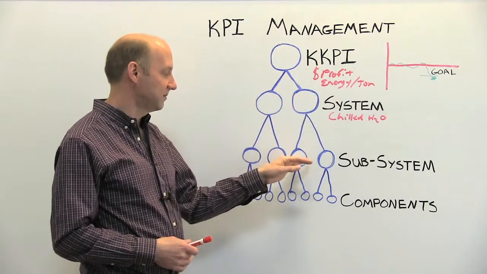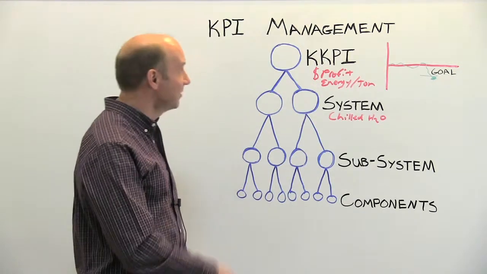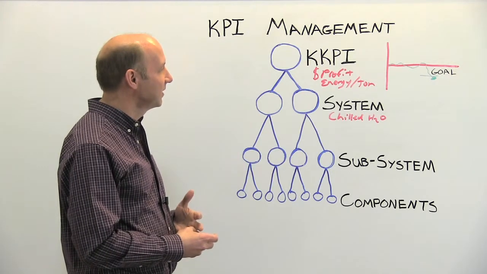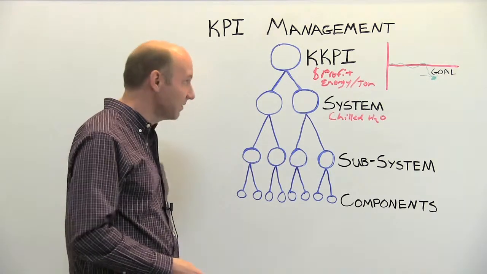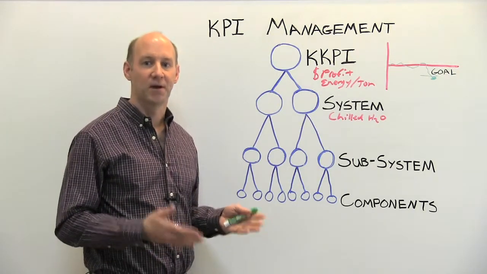And then I can go down to the subsystem and finally to the component level to figure out where the problem is. So that's one example of how you would organize KPIs. Another thing to do when working with KPIs is understanding what your comparables are for your targeting.